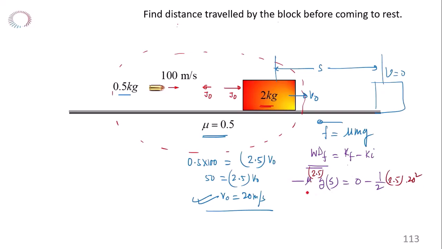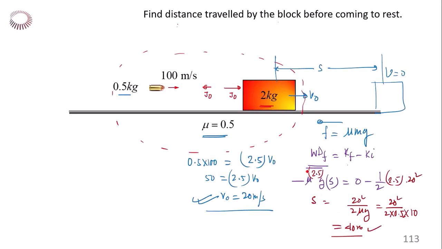So the minus signs cancel out, and 2.5 also cancels out. So s should be equal to 20 square by 2 times mu g. That is 20 square by 2 into mu, which is 0.5, into g, which is 10. So ultimately it becomes 40 meter. It will stop after traveling a distance of 40 meter.